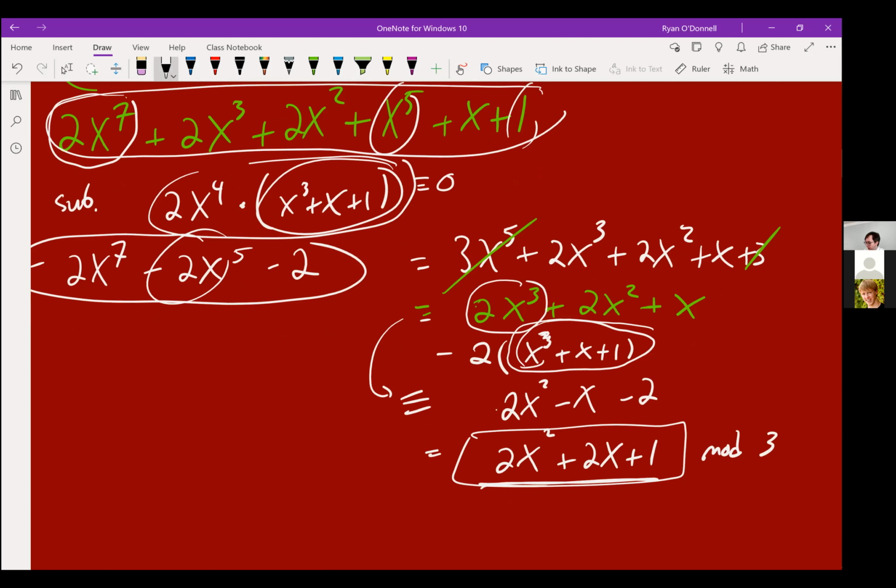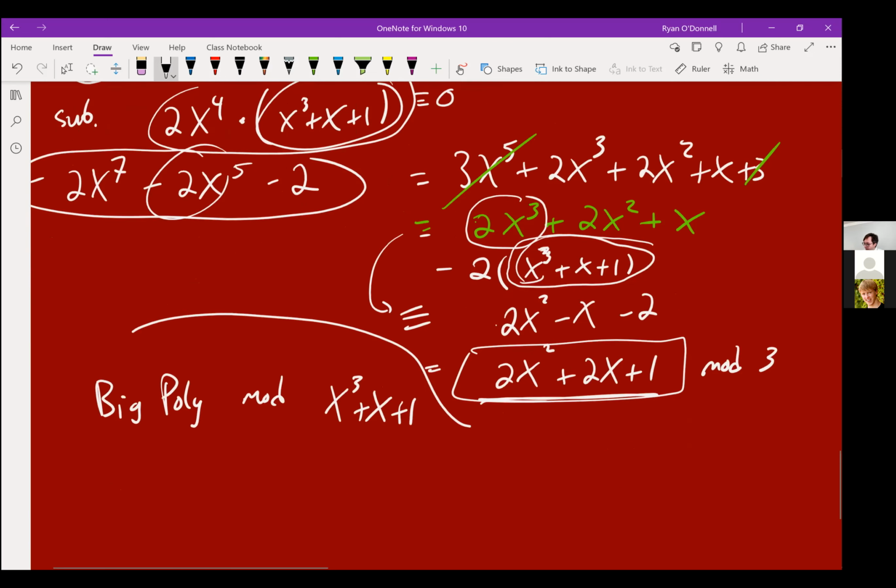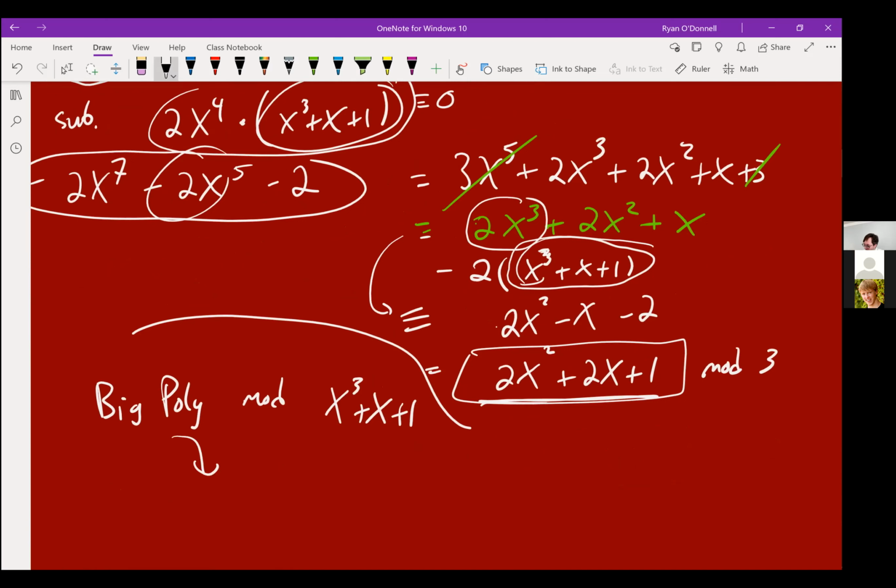And this is where you will stop. Again, as with modular arithmetic of numbers, if you have some big, high degree polynomial mod this x cubed plus x plus 1, you keep subtracting stuff off until this thing has degree strictly less than 3.